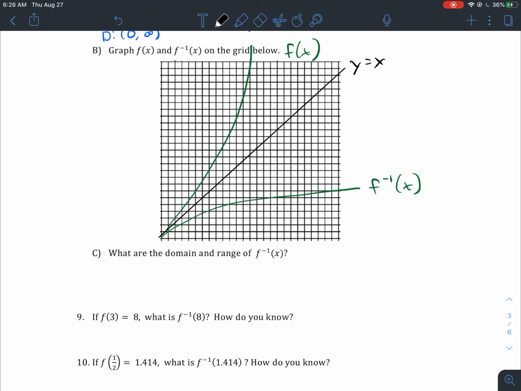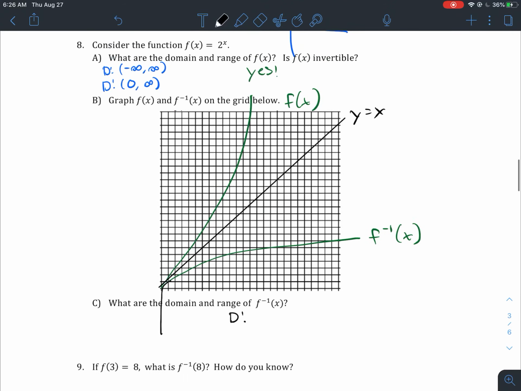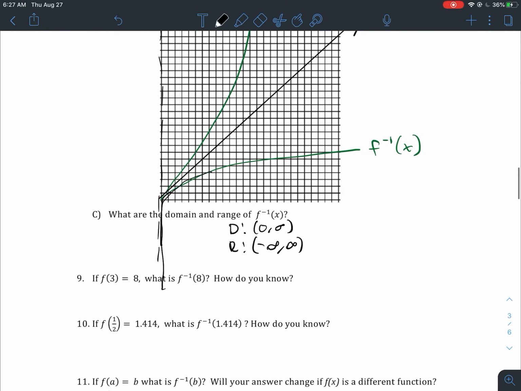Now it says, what are the domain and the range of f inverse? So if we look, this guy will go down this way. And the domain is going to be 0 to infinity. For the inverse graph, there is an asymptote there at 0. But this time it runs vertically. Then the range of this graph is going to be negative infinity to positive infinity because this goes down. This graph is going to follow the asymptote all the way down.